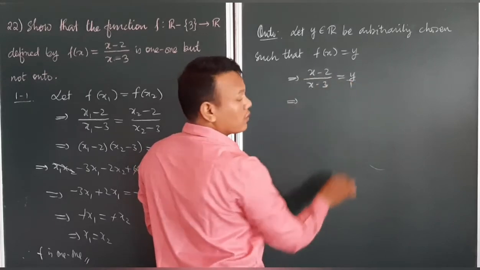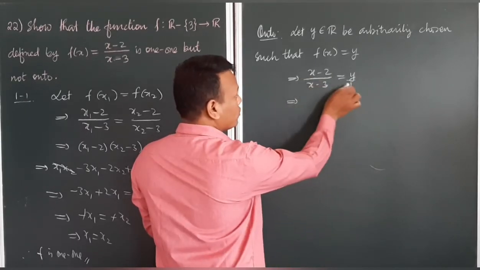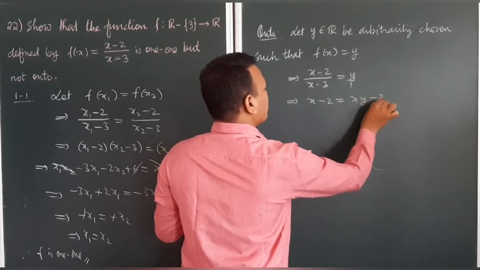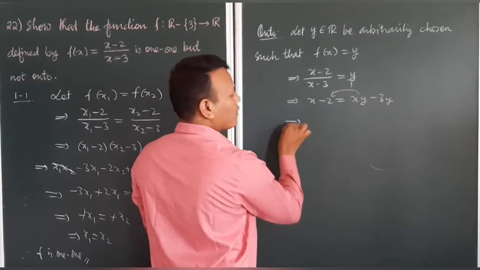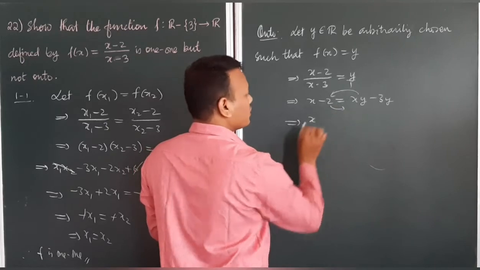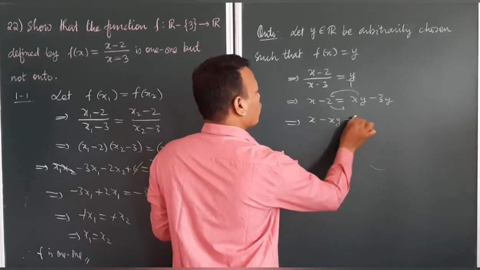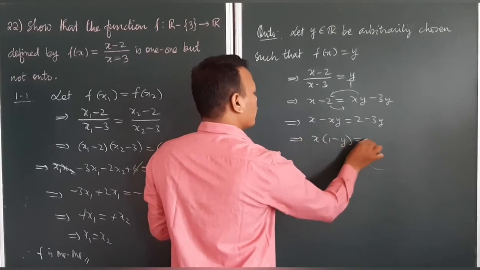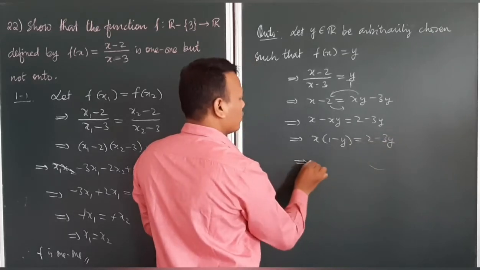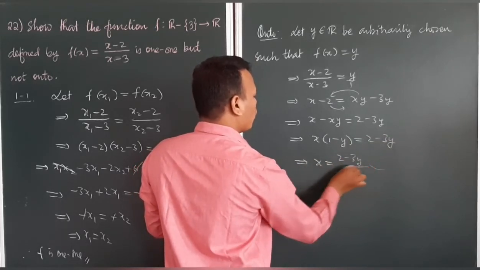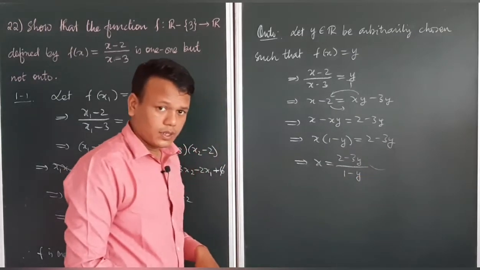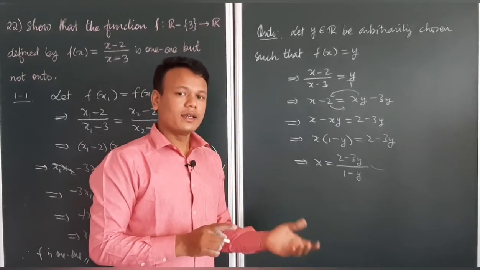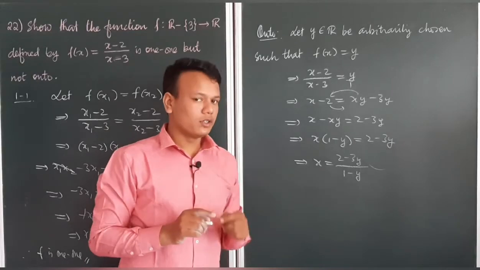So we have here in the denominator 1, so let's do cross multiplication. So we have x minus 2 equals xy minus 3y. So get this x out here because we want to find the value of x. So let me take this 2 over there. So we have x minus xy equals 2 minus 3y, isn't it? So from here x is common, so 1 minus y is there, 2 minus 3y. So from here x will be (2 minus 3y) divided by (1 minus y), isn't it? Now we need to disprove here, right? Because we need to show that this is not onto.